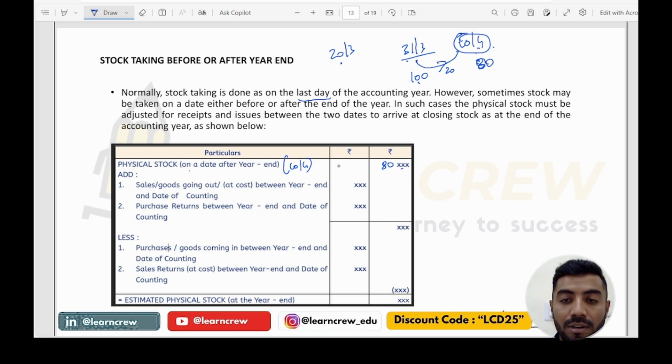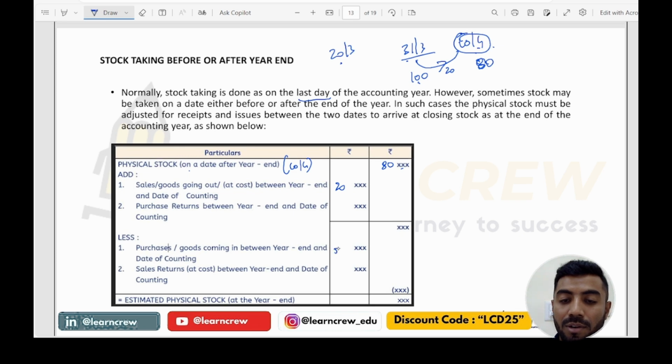So 80 we know, and if any sales are made, add that 20. Then any purchase returns made during the period are also to be added. Whatever purchase you made, you would have returned to the vendor, so that also is to be added. Then coming to purchases. If you made any purchases, that will be there in the stock on 10th of April, but it is not there on 31st March, which means you have to go back and minus that stock.